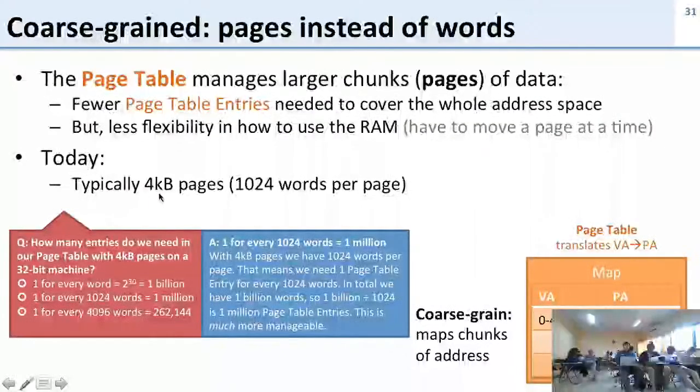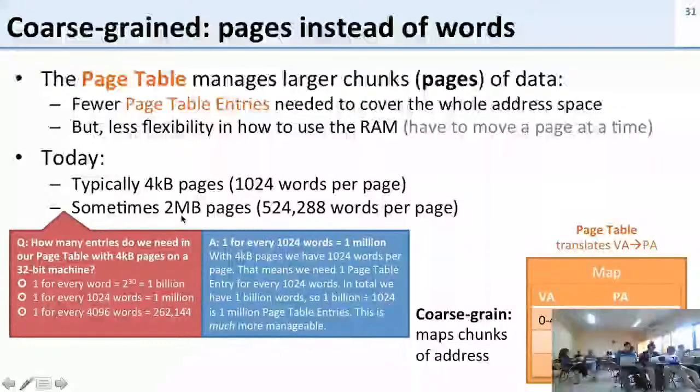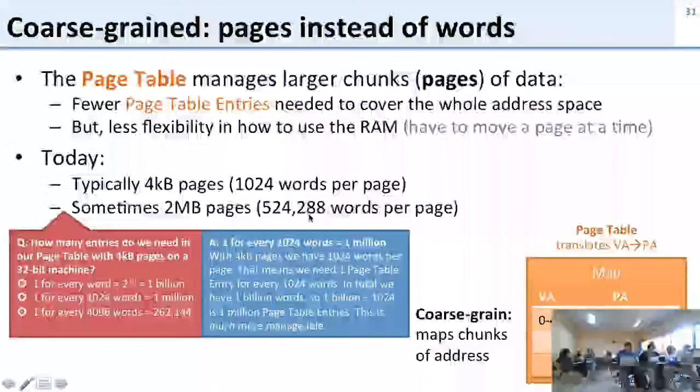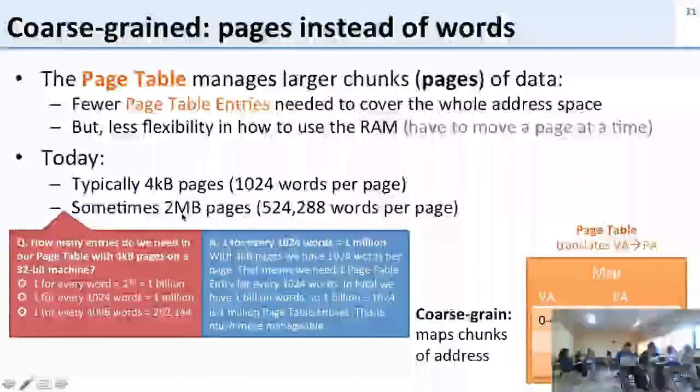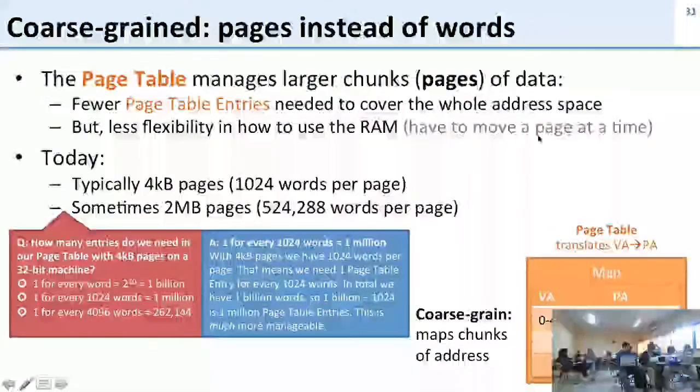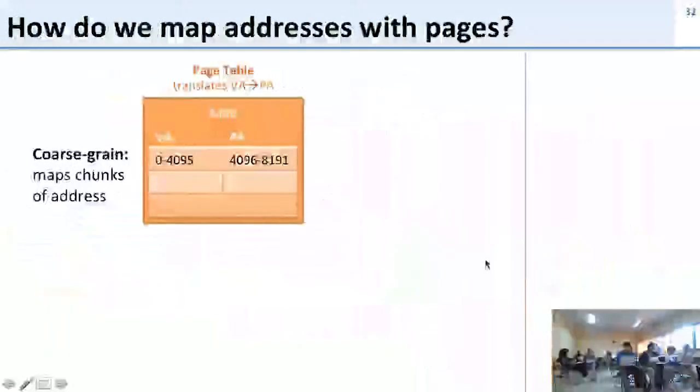And in fact, people even go further than this. Today you have lots of 64-bit machines. It's becoming very common to use 2 megabyte pages. In a 2 megabyte page, you get 520,000 words per page. This allows you to cover more of memory space with a smaller page table. So there's a trade-off here. Cover more memory space with a smaller page table, but you have to move a whole page at a time, so you get less flexibility.